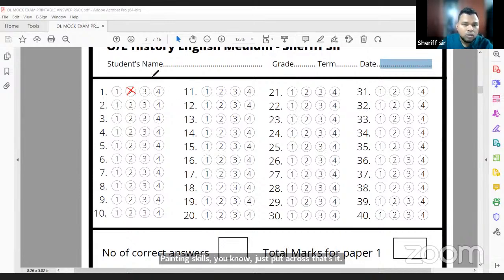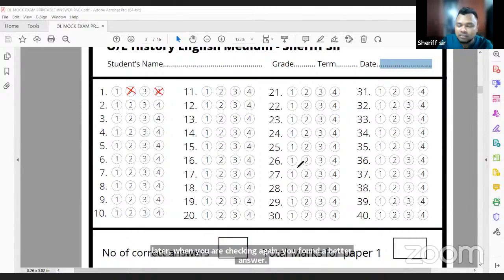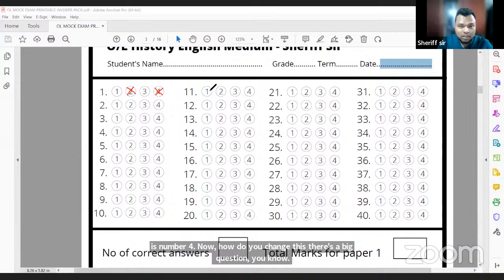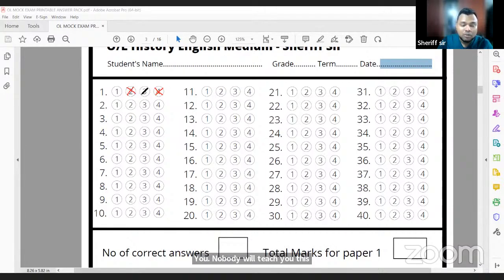Suppose you decided that the answer to question number 1 is number 2, but later when you are checking again, you found a better answer, that is number 4. Now, how do you change this? That's a big question. Nobody will teach you this one. I still remember who taught me this. It was my history teacher back in my tuition class in 2003.